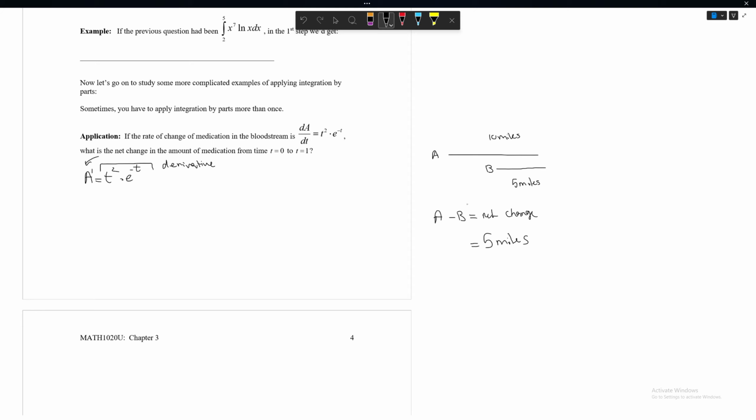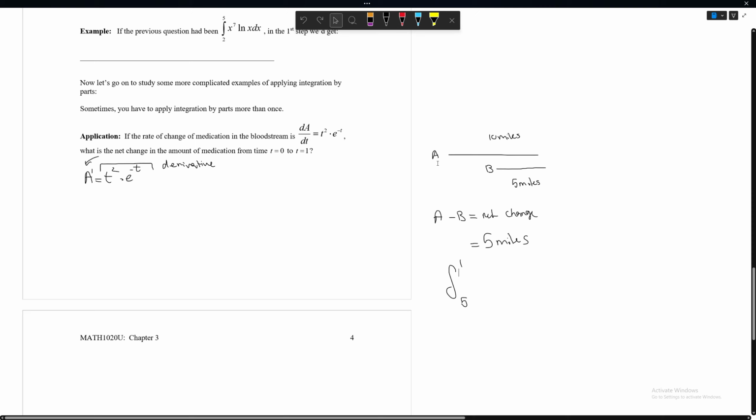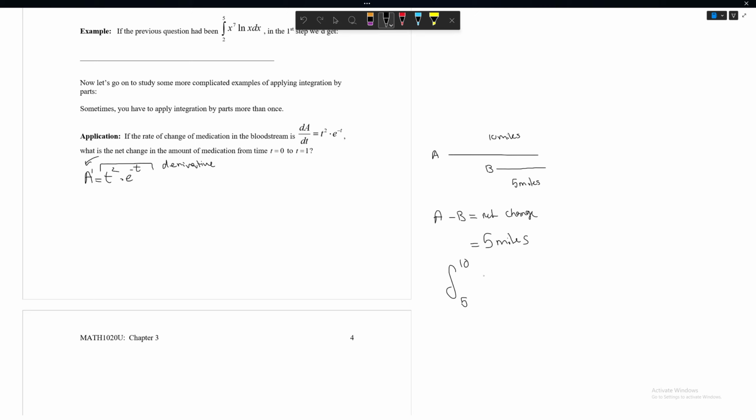When you do an integral, in integral terms, I'm going from 5 to 10, which means after you integrate, you'll get your A at 10 minus your B at 5, and so on. And so, how can I integrate this?